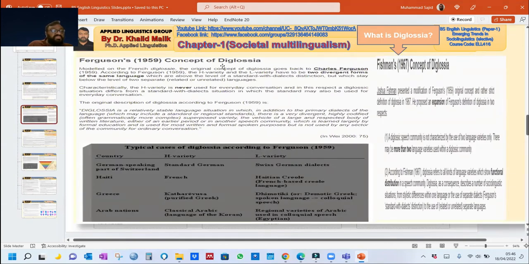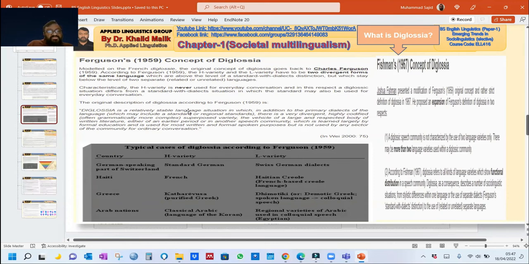Ferguson in 1959 first gave the concept of diglossia, modeled on the French diglossia. The original concept of diglossia goes back to Charles Ferguson in 1959. According to him, the H variety and the L variety have to be two divergent forms of the same language, which are above the level of a standard with dialect distinction, but which stay below the level of two separate related or unrelated languages. Characteristically, the H variety is never used for everyday conversation. And in this respect, a diglossic situation differs from a standard with dialects situation, in which the standard may also be used for everyday conversation.